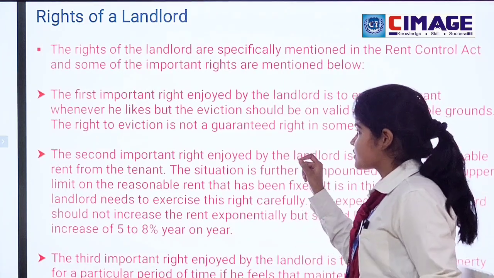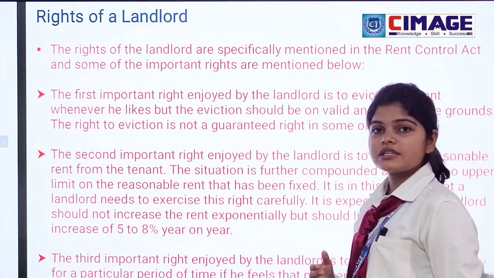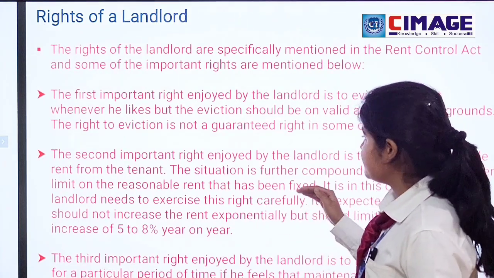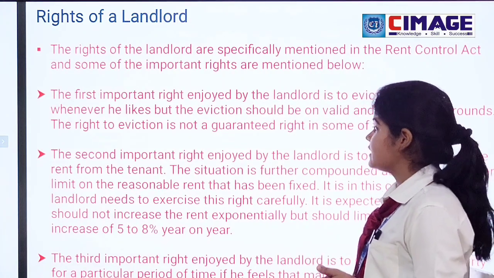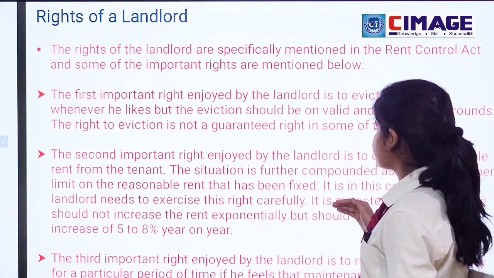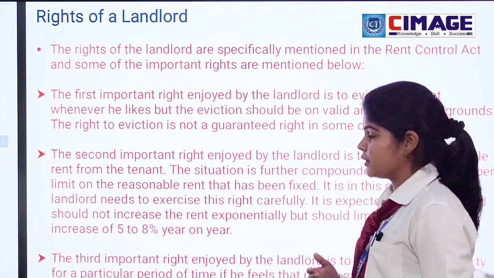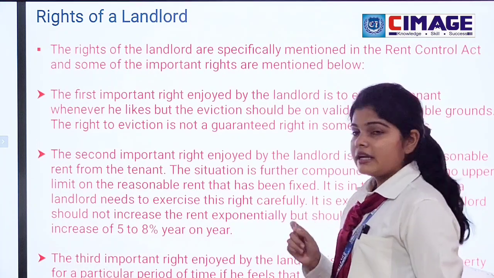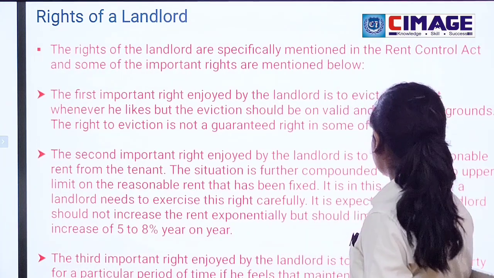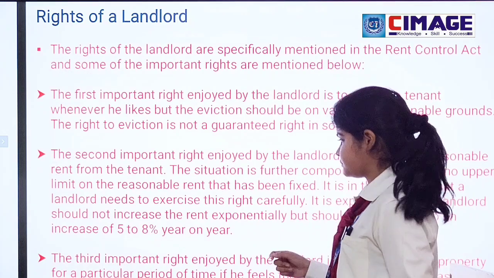The right to eviction is not a guaranteed right in some of the states because it varies from state to state. The second important right enjoyed by the landlord is to charge a reasonable price to the tenant, and the situation is further compounded as there is no upper limit on the reasonable price. It is expected that the landlord should limit himself to an increase of 5 to 8% per year.